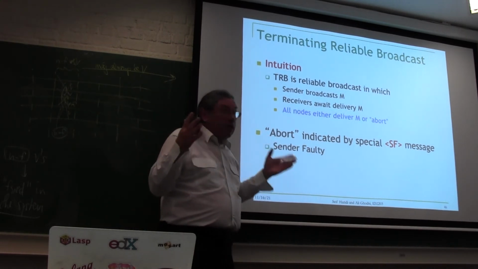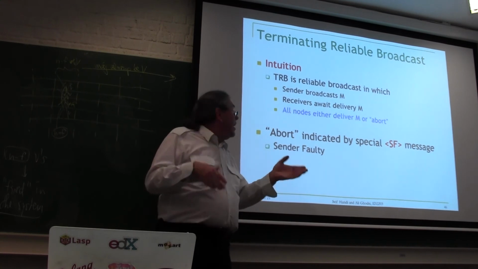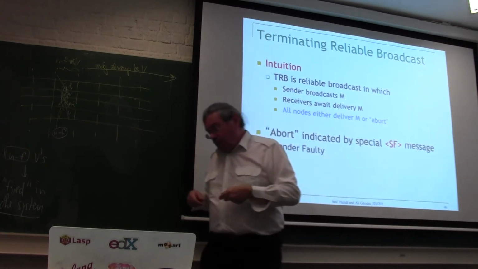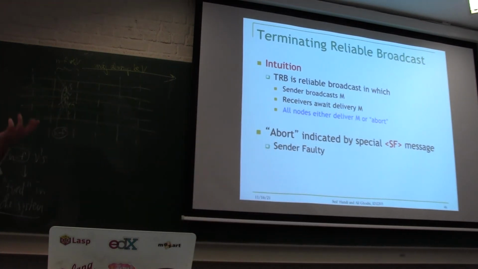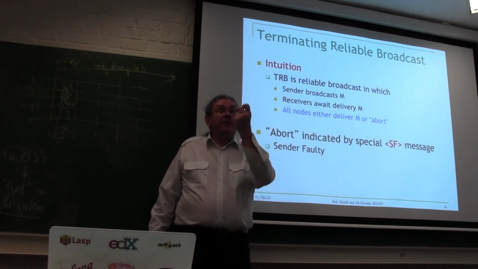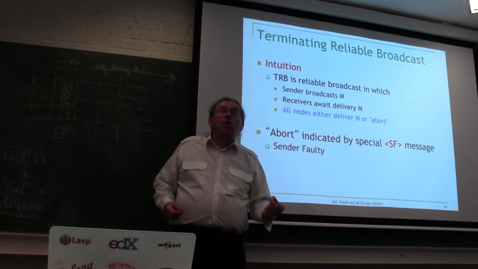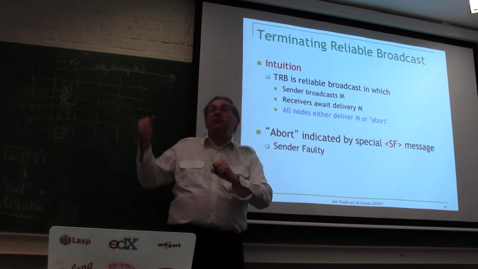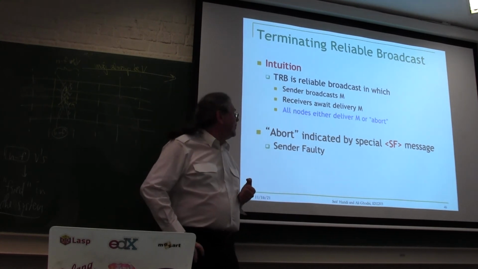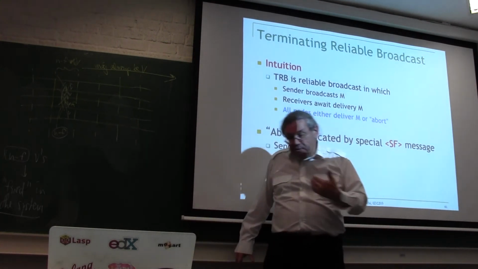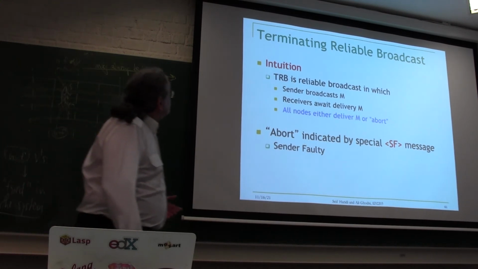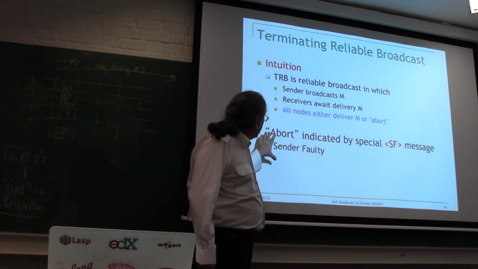Because remember, in a reliable broadcast, it's all or none. If you get M, of course you know it's done. But if you don't get anything, you don't know that the algorithm is done. But in TRB, you will always get something. Either you get M, or you get some kind of token telling you, sorry, you didn't get M, but the algorithm is done, and you won't get M. So this is the special message. You will always get something telling you that the algorithm is done. That's terminating reliable broadcast.